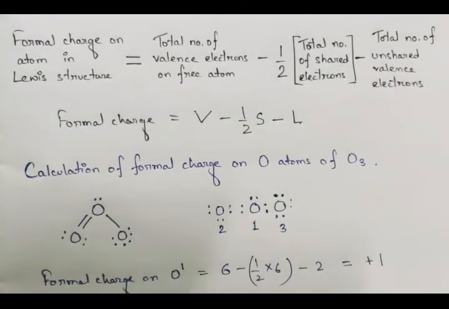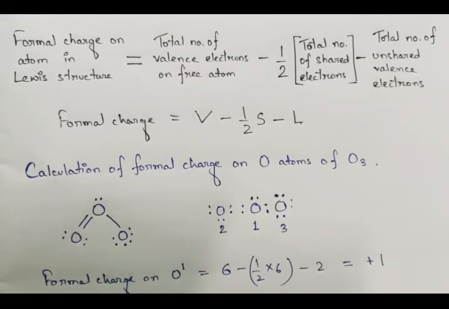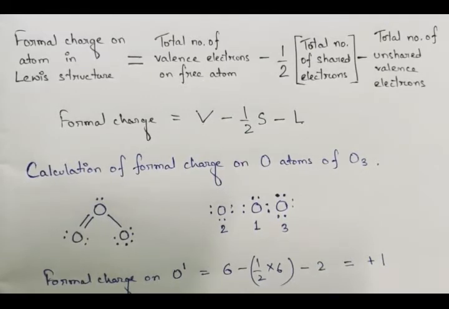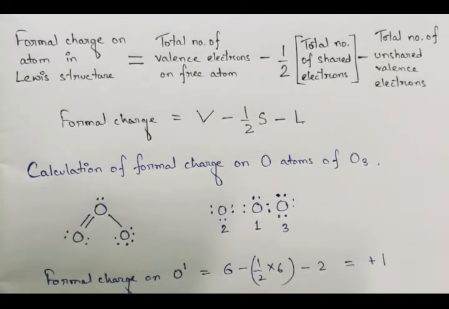See, the main advantage of the calculation of formal charges is to get an idea about the stability of the structures. There are many possible Lewis structures of a particular compound, right? So out of the different possible Lewis structures of the compound, the structure which has the smallest formal charge on its atoms is connected with the lowest energy.